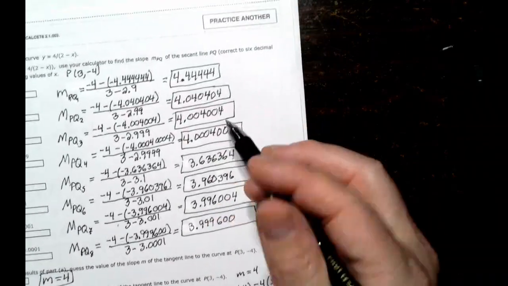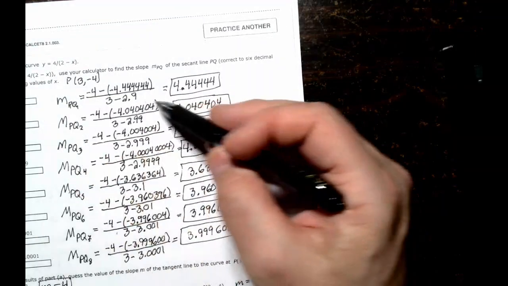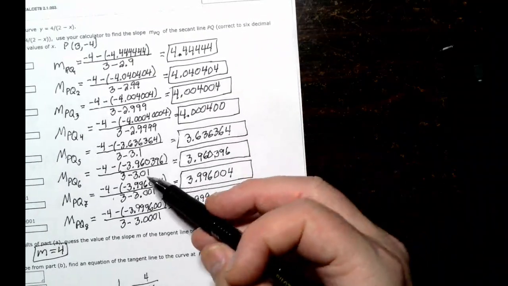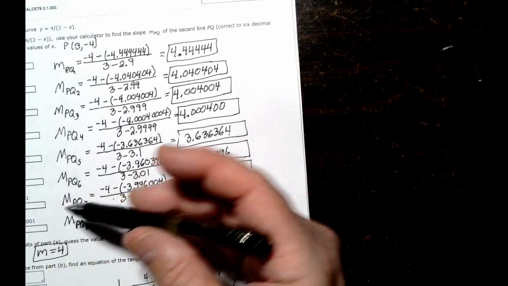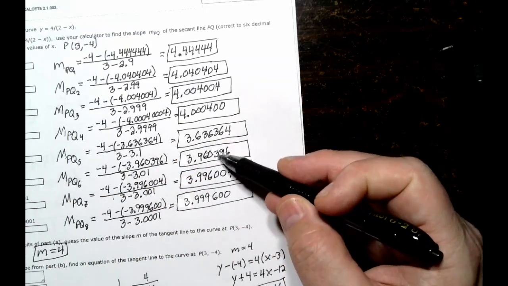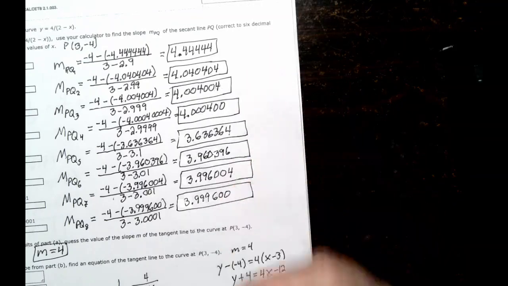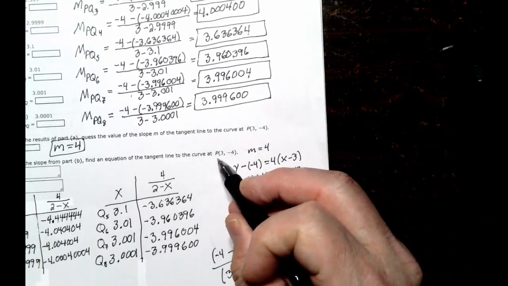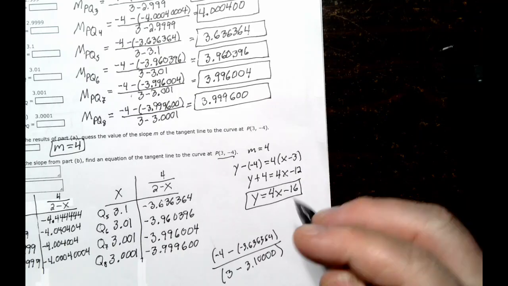Okay, so what happens? Well, as you use numbers from 2.9 to 2.99999, you get closer and closer to 4, don't you? And then here, when you use numbers that are 3.1, 3.01, 3.0001, you also get closer and closer to 4, just like above. So from below and above, you're getting numbers that approach 4. And so 4 is a very good guess as to what your slope should be here. And if you know the point 3, negative 4, and you've got your slope, you can just plug that in, and you get your equation of the line that way.